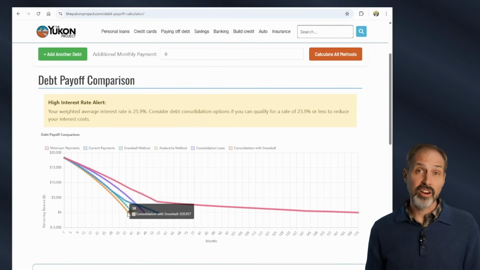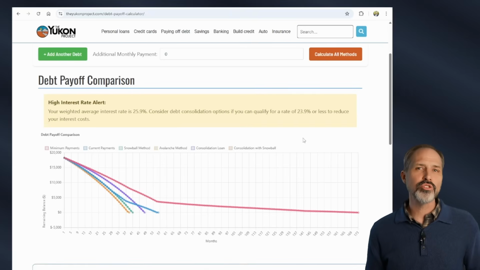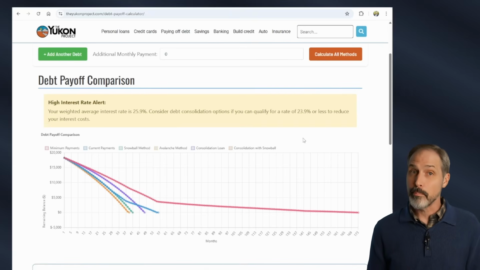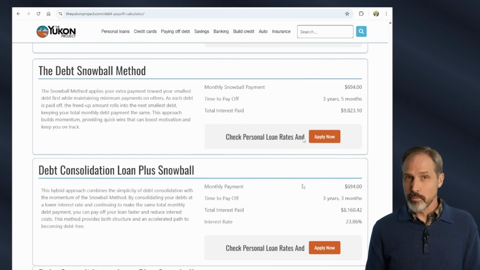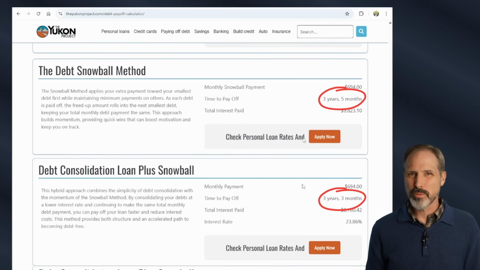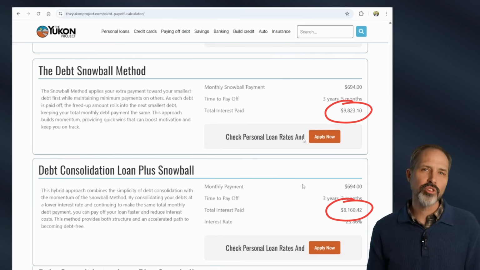The last line there is combining the Snowball method with debt consolidation. The reason we combined them is to show that getting a lower interest rate through consolidation and compounding that with aggressively paying down your debt can be a great 1-2 punch in getting out of debt. You might look at the graph and think, it only gets me out of debt 2 months earlier than just the Snowball. Is it worth the trouble? But if you look below, you will see that you will save $1,700 over just using the Snowball method.